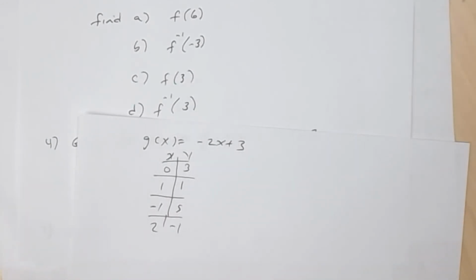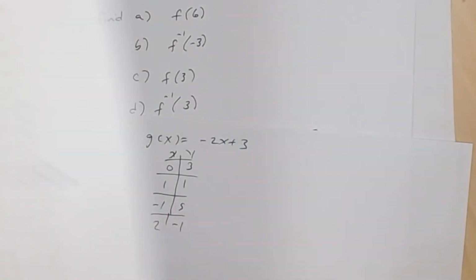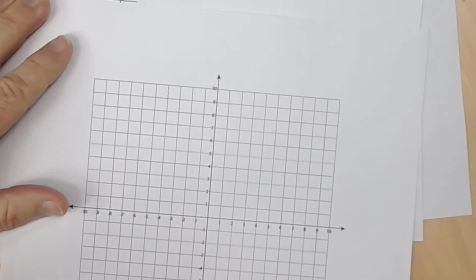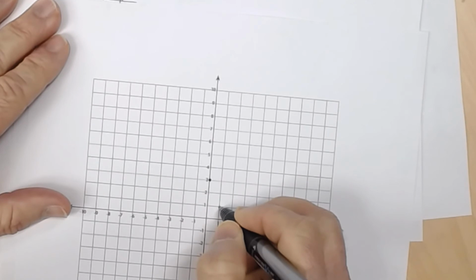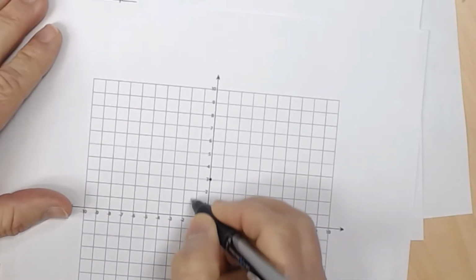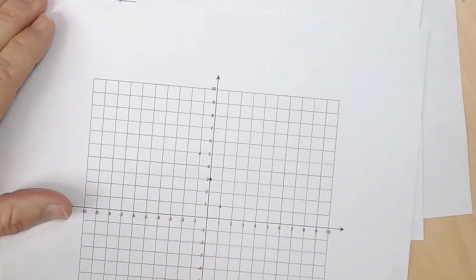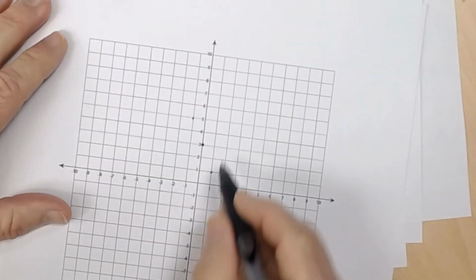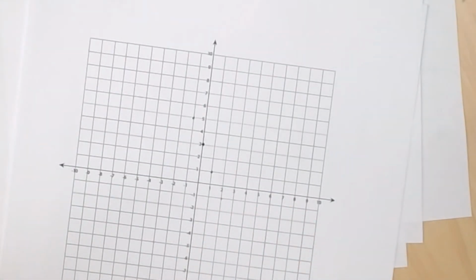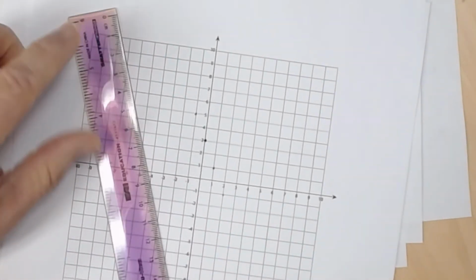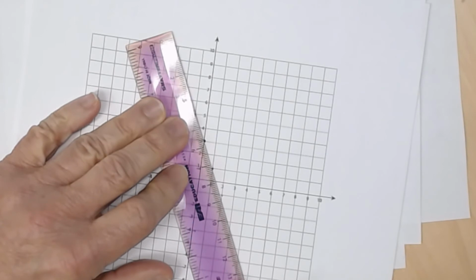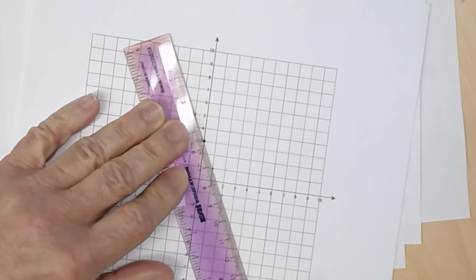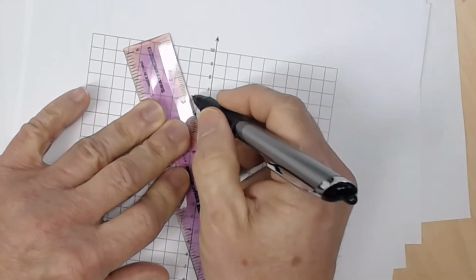Okay, so I'm going to put those points in the coordinate grid. I have 0, 3. I have 1, 1. I have negative 1, 5. And I have 2, negative 1. Okay, and I'm going to use my ruler to draw the graph. And so when I do that, I'm going to get this graph right here.